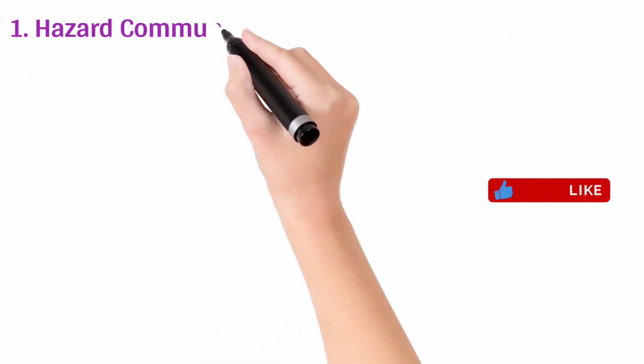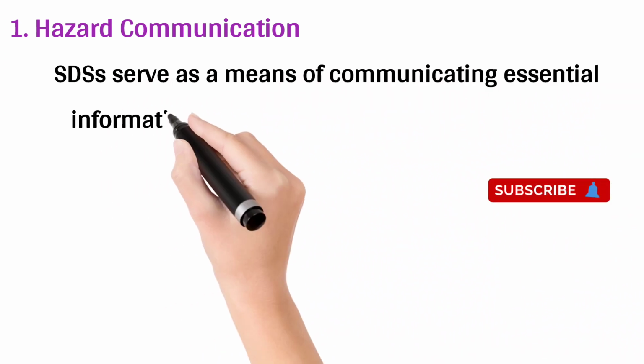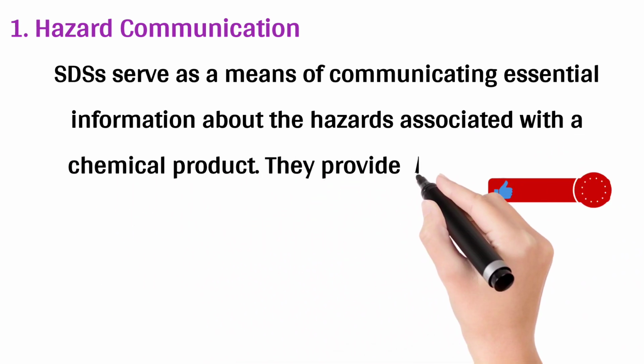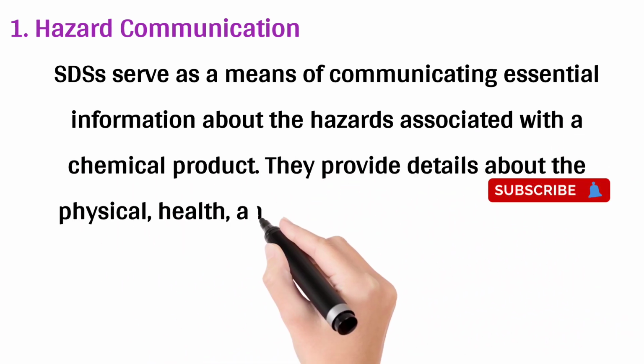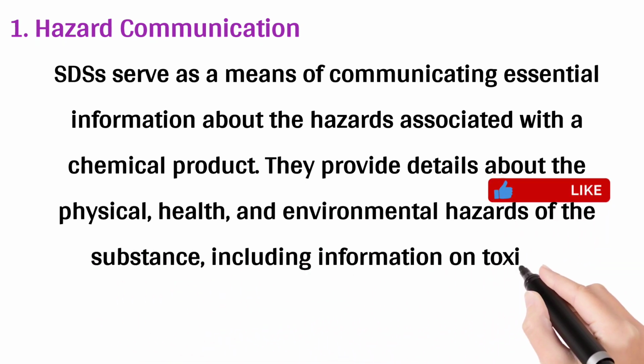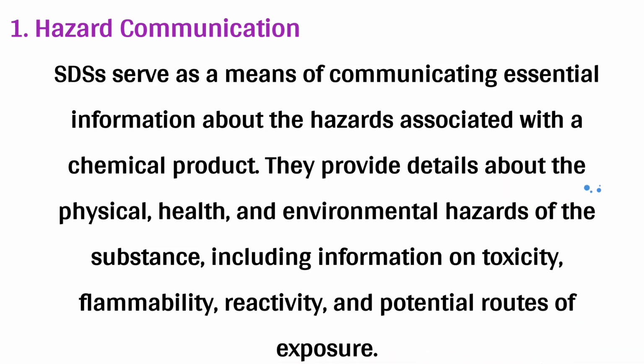1. Hazard communication. SDSs serve as a means of communicating essential information about the hazards associated with a chemical product. They provide details about the physical, health, and environmental hazards of the substance, including information on toxicity, flammability, reactivity, and potential routes of exposure.